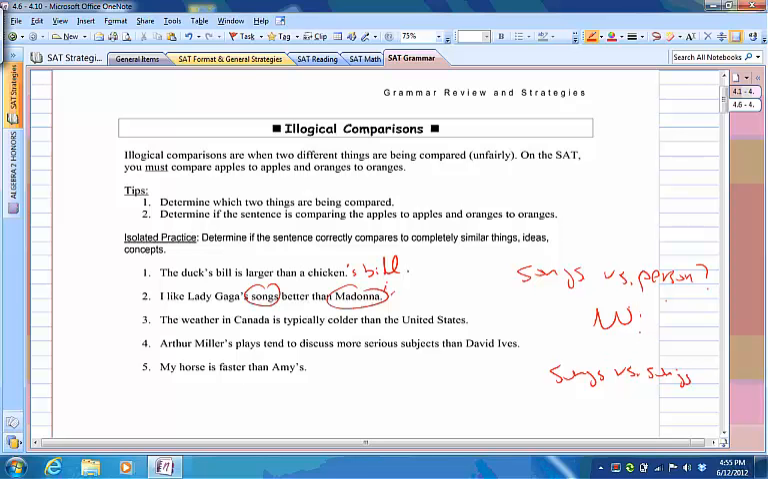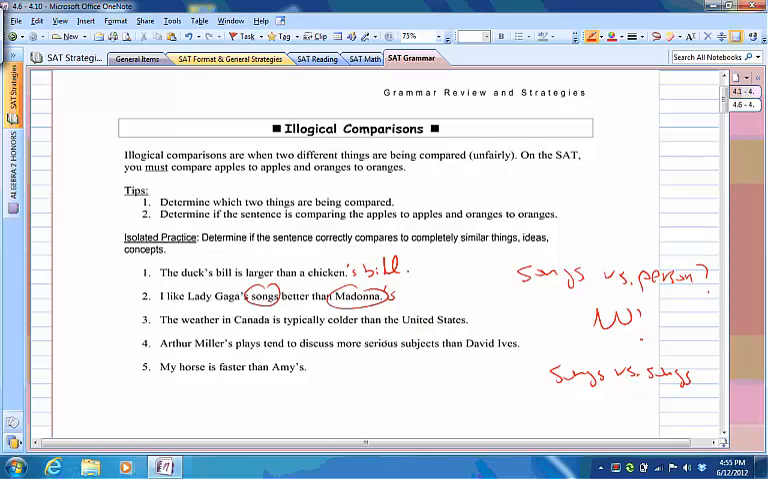So you could probably put apostrophe S, and that would be enough, or you could put apostrophe S then songs afterwards. But by putting apostrophe S, we're implying that we're comparing something that belongs to Madonna, meaning her songs, to Lady Gaga's songs. Number 3 has a similar problem.